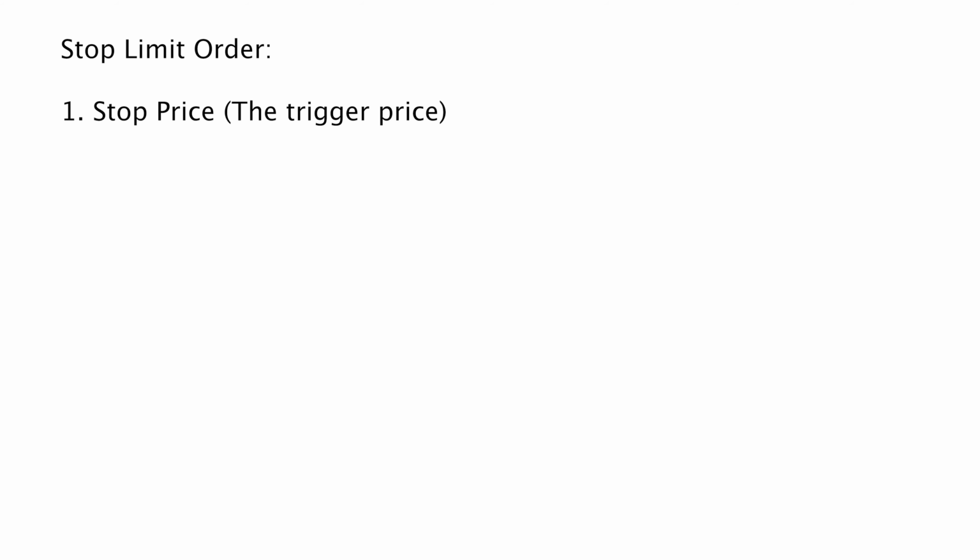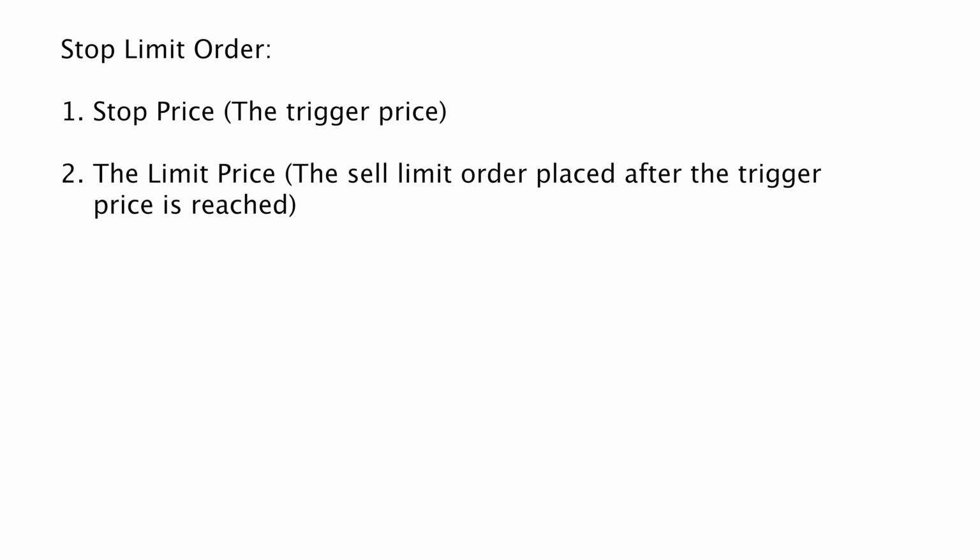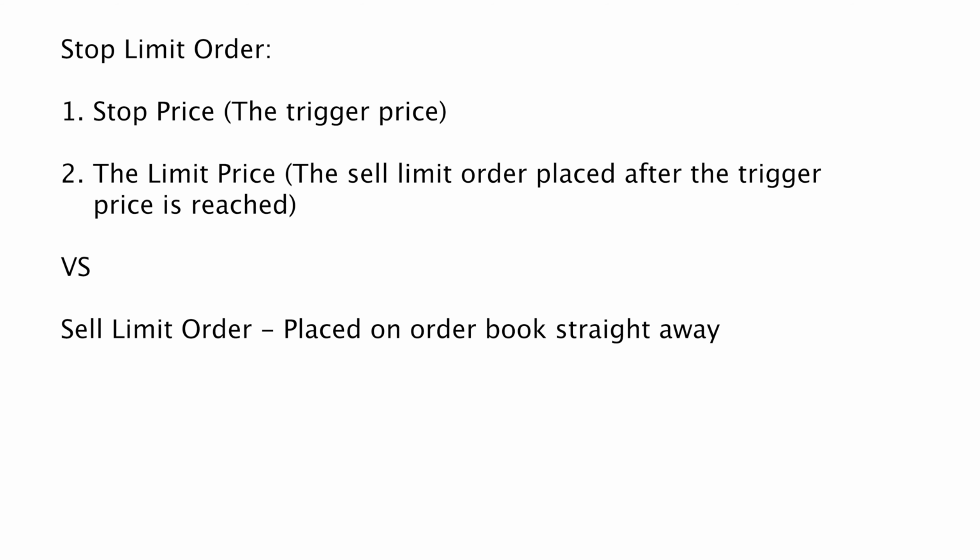But a stop limit order works very differently. It's best to break it down into two parts. The stop price, this is the trigger, and the limit price, this is the actual sell order that gets placed. So here's how it works. The stop price is a trigger price. Your limit order won't even exist on Binance until that stop price is reached. This is different from a regular limit order, which is placed on the order book straight away.